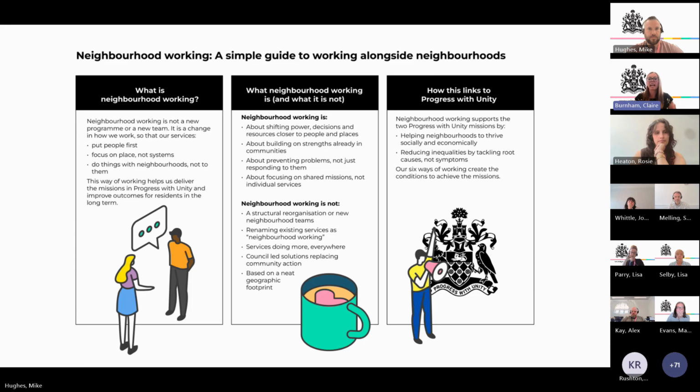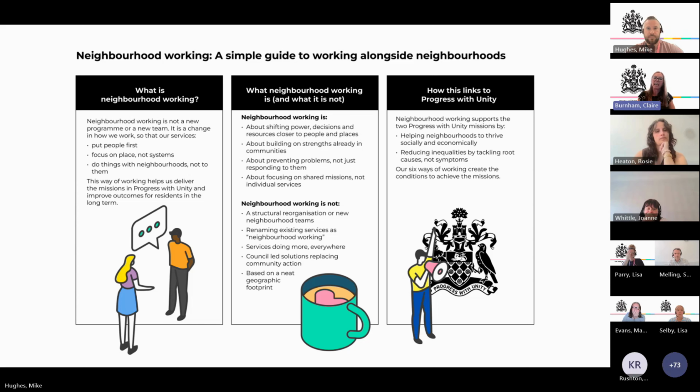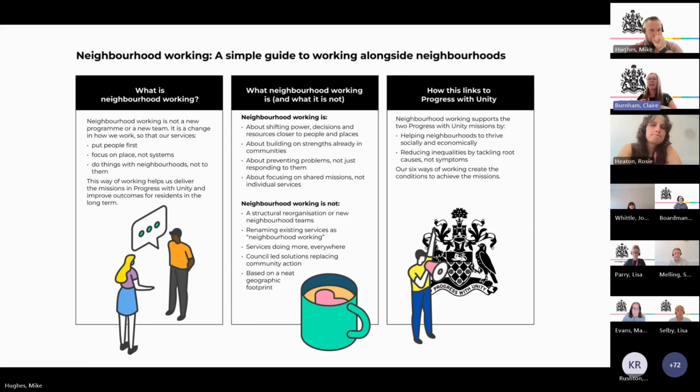And as I said, if we can really link our 2 missions in everything we do, we're trying ultimately to ensure our neighbourhoods are thriving, both socially and economically. We're reducing those inequalities, we're providing that equity, and ultimately then services won't need to engage as much with our communities. We'll be there to be invited in when things do escalate.